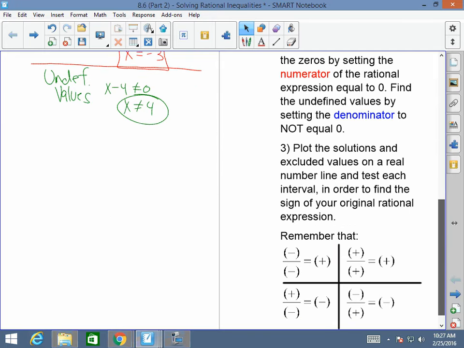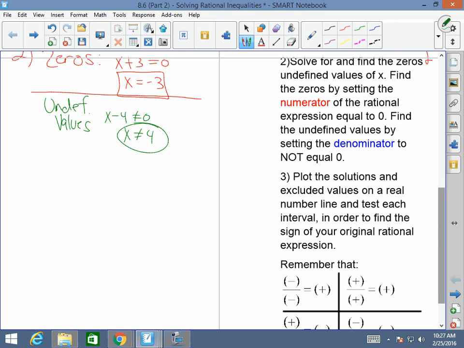Step 3. Plot the solutions, which are your zeros. Solutions are zeros. Okay? Plot your solutions or zeros, and the excluded values. Excluded values are your undefined values. Right? So you're going to plot your zeros and undefined values on a real number line and test each interval in order to find the sign of your original rational expression.